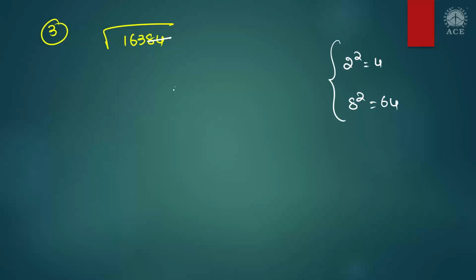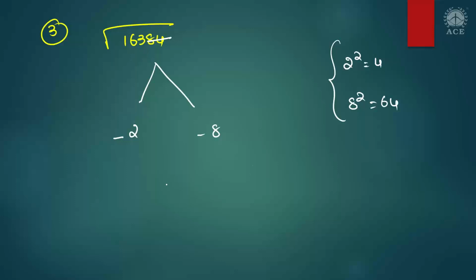I can say this answer may end with 2 or it may end with 8. Two digits can be removed. Now 163, the square root of 163. 163 is close to 12 square and 13 square.